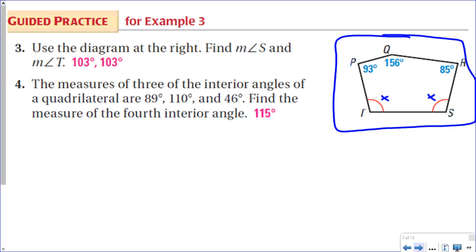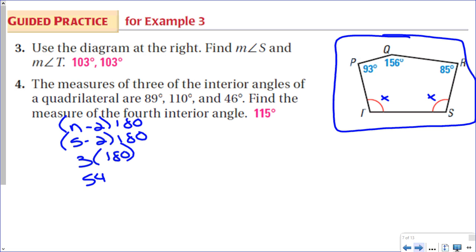To find the sum of the interior angles of a five-sided object, you'd go n minus 2 times 180. Now you know it has 5 sides, so it's 5 minus 2 times 180, or 3 times 180, equals 540. Okay, so the total is 540. Set that equal to, and then we start wrapping around.